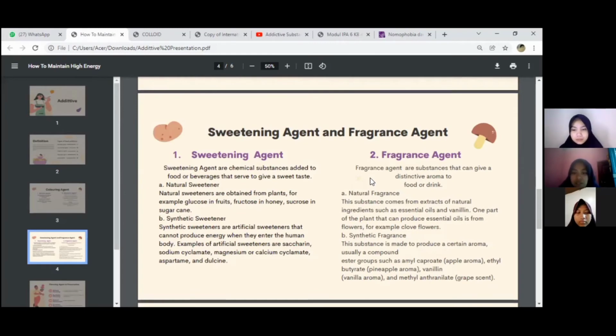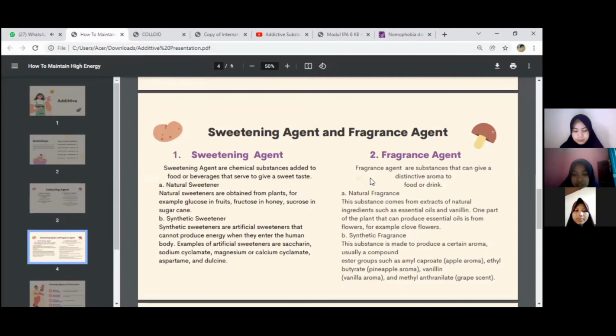And the next is the fragrance agent. Fragrance agents are substances that can give a distinctive aroma to food or drink. In fragrance agents, there are also two types. The first is natural fragrance. This substance comes from extracts of natural ingredients such as essential oils and vanillin. One part of the plant that can produce essential oils is the flowers, for example, and so on.